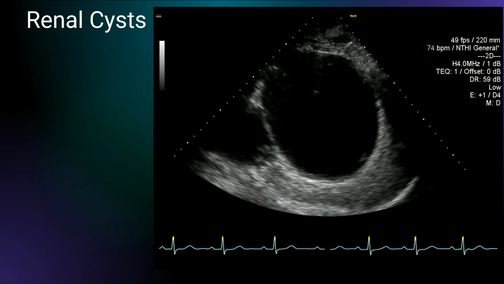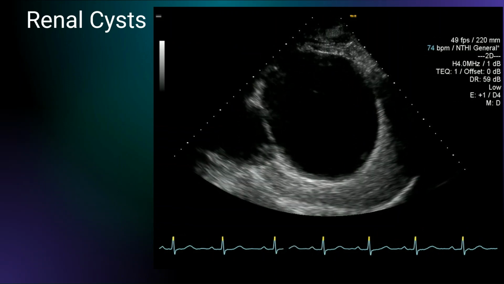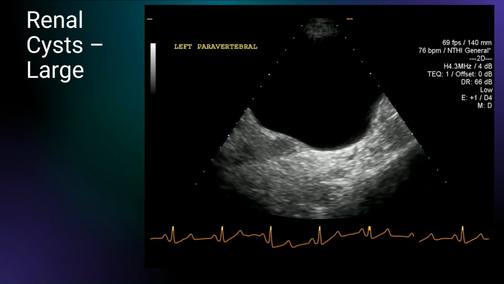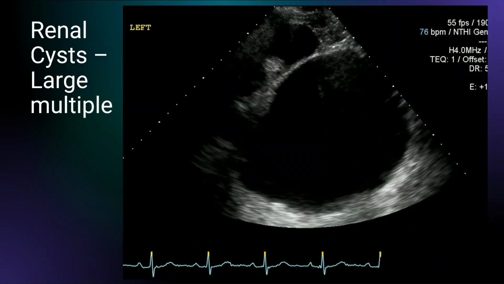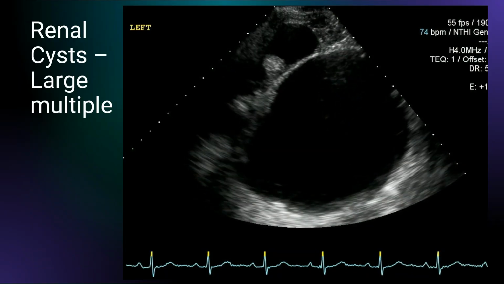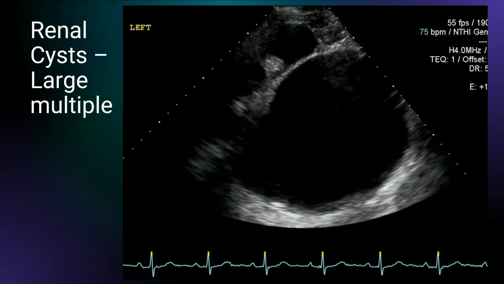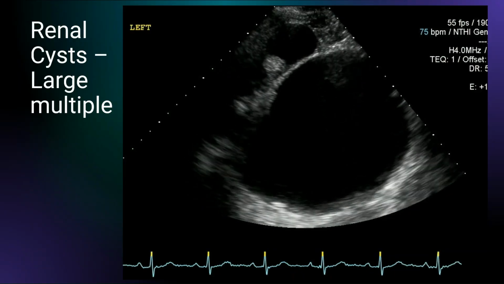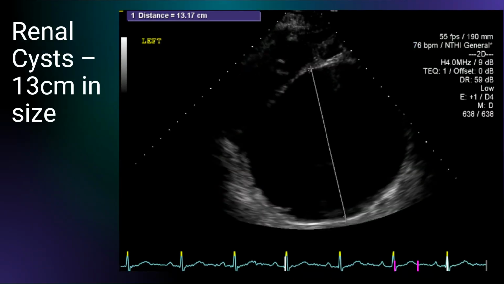And here's a much larger one in comparison. And again, another large one here in isolation. And then an even larger one, or you can see a big one and another small one on top of it, and probably another one down below that as well. When you look at that one, it's actually about 13 centimetres in size, so they can get quite large.